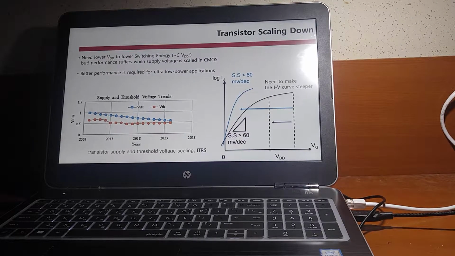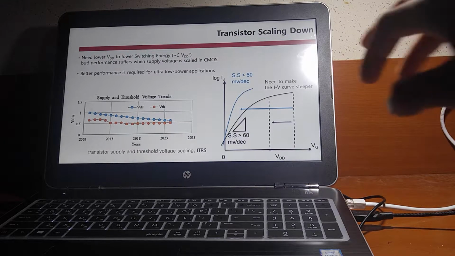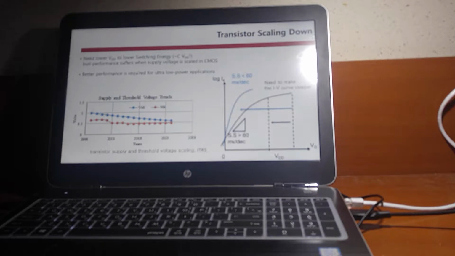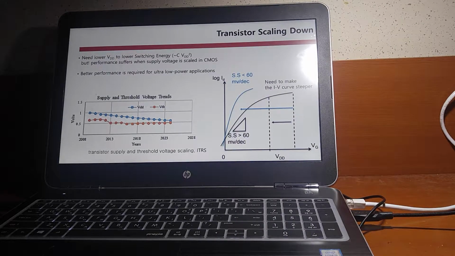And for next, we have learned about transistor scaling down. We need lower supply voltage to lower switching energy. The maximum energy is equal to CVDD squared. But performance suffers when supply voltage is scaled in CMOS. And nowadays we have a limitation in reducing the gate capacitance, so we try to reduce dynamic power consumption. Better performance is required for ultra low power applications.